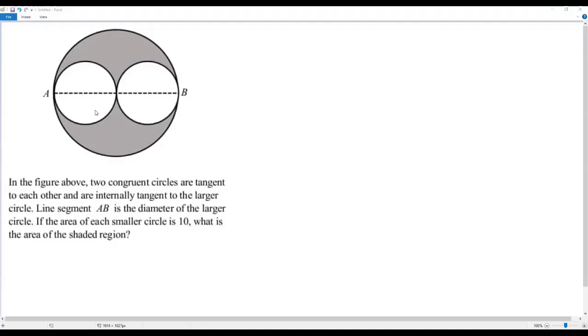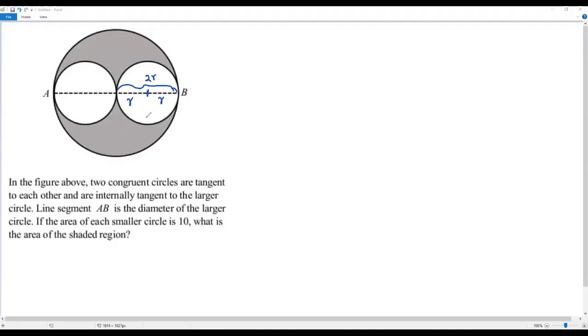of the larger circle. Let's consider the diameter of the smaller circle as just r, and this line segment also represents the diameter of the smaller circle, so this is also r. Then what is the diameter of the larger circle? That is 2r. Actually, this 2r represents the diameter of the larger circle.